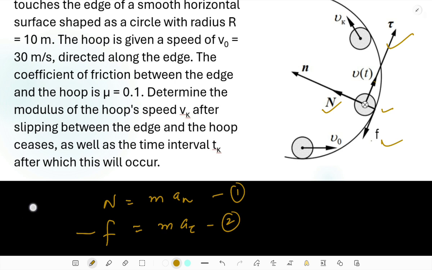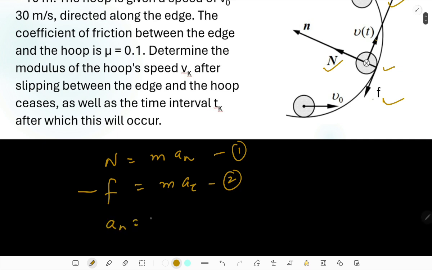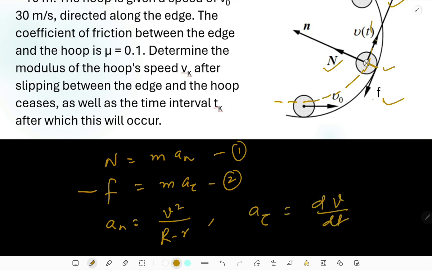I can also write the normal acceleration as v square by r. That is not r in this case. The speed is v, but the radius in which its center of mass is moving in a circle is capital R minus small r. Capital R is the radius of the circular edge, and small r is the radius of the hoop. So normal acceleration can be written like this, and tangential acceleration is simply dv by dt. So this is equation set 3.